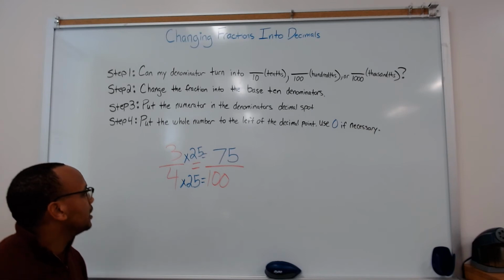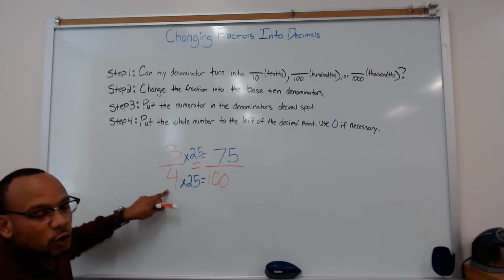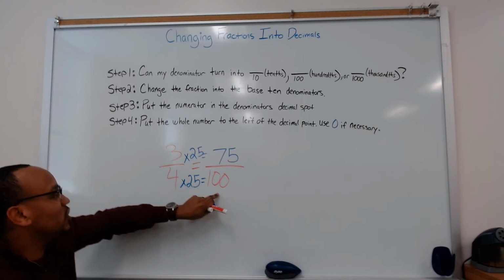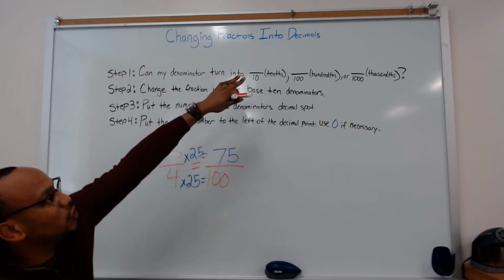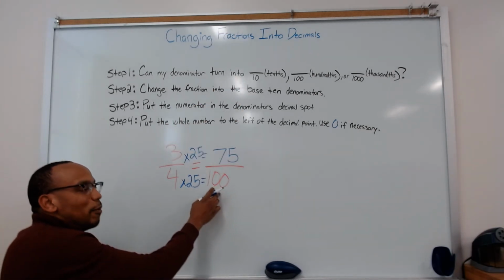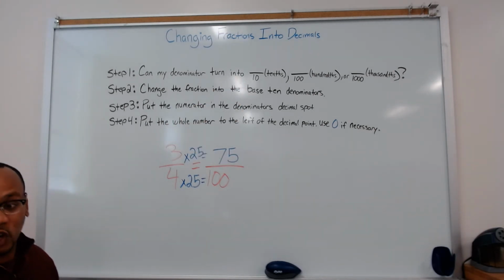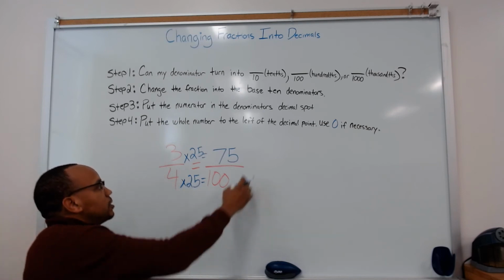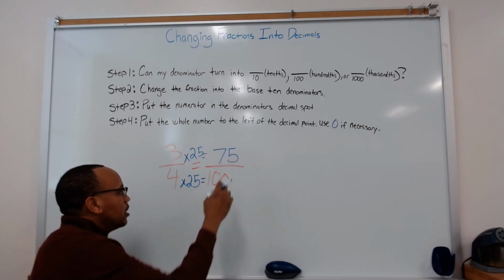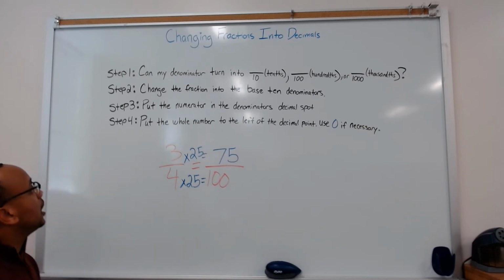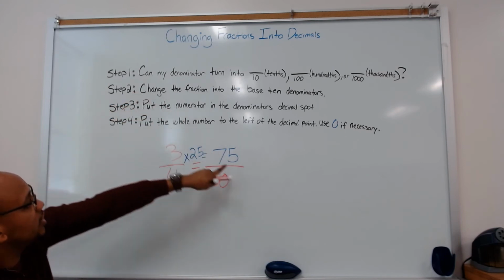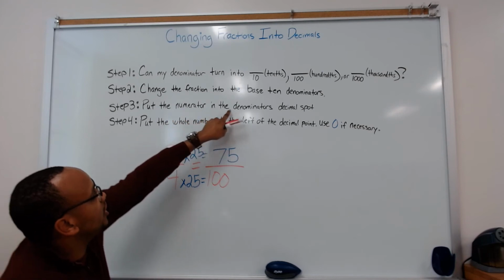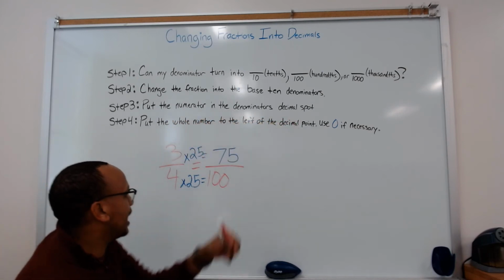Right? See, there's no spot on the decimal for fourths, but there is a spot for hundredths, which is why you're changing it. Because the whole point is to change it into a decimal. You need a decimal spot if you're going to turn it into a decimal. All right? So now I'm no longer interested in 3/4. I'm going to use 75 over 100. All right? Now, that's step 2. I changed the fraction into a base 10 denominator. Step 3, put the numerator in the denominator's decimal spot.